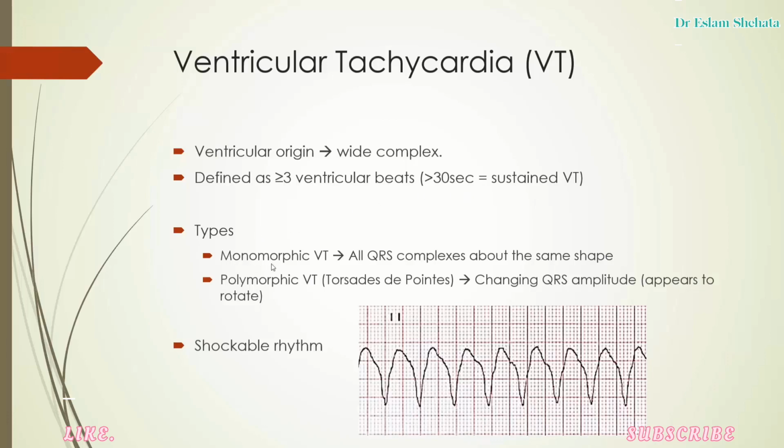We divide it into monomorphic and polymorphic VT. So in monomorphic, there's only one morphology, all the QRS complexes are about the same shape, whereas in polymorphic VT, we have this changing QRS amplitude, and it appears to rotate. So it's also called torsades, and this means twisting of the points. Anyway, what's important to know is that ventricular tachycardia is one of our 2 shockable rhythms.